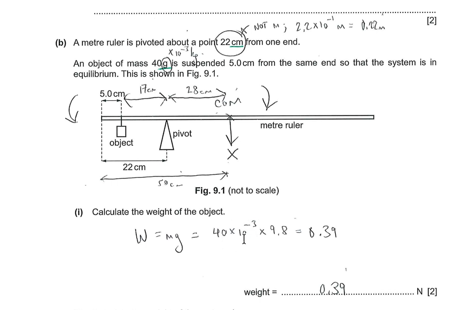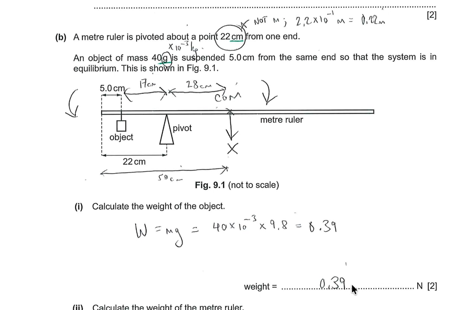However, there's a little bit of a complication here, which is to convert this mass into kilograms. 40 grams needs to be turned into 40 times 10 to the minus 3 kilograms. You're going to multiply by g, which is 9.8, not 9. And you get an answer here of 0.39, and that's why the weight here is 0.39 newtons. So that's an example of a 2-mark calculation question.